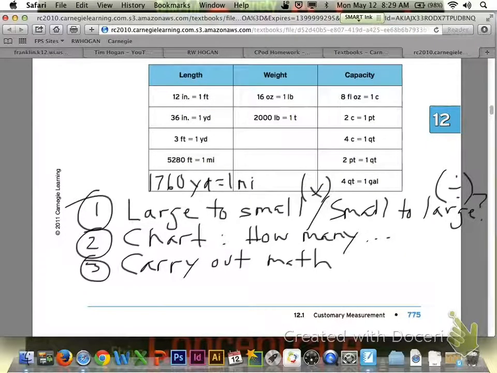So keeping these steps in mind, what I would like you to do now is turn to page 778, and I would like you to answer number 3 through number 6. Go ahead and answer those questions with your group members, and we will go over them together. Make sure that you follow your steps as far as converting from one unit of measure to the other.